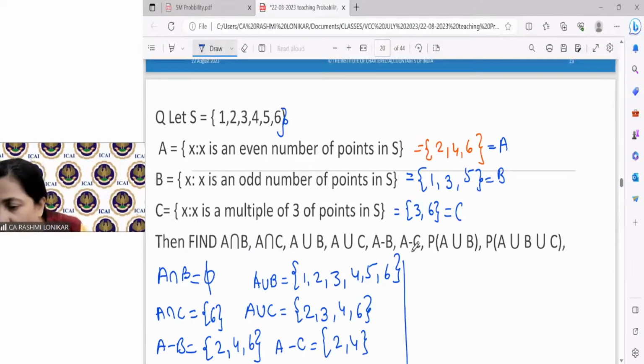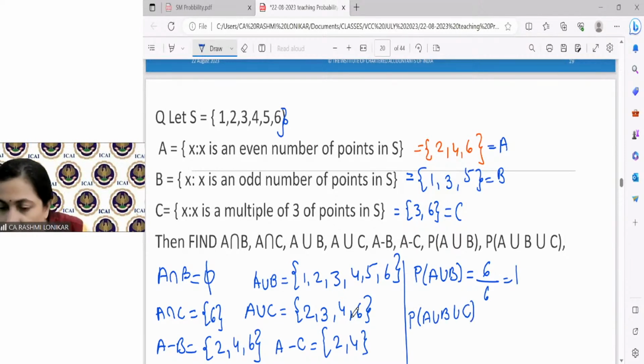Now I have to find the probability. So all these were numbers. Now the probability of A union B. A union B is how much? 1, 2, 3, 4, 5, 6. So that is 6. What are the total numbers? 1, 2, 3, 4, 5, 6. So 6 upon 6, probability is 1. Probability of A union B union C: 1, 2, 3, 4, 5, 6, and in C, what do I have? 3, 6. So again it is the same thing, 6 upon 6, which is equal to 1.